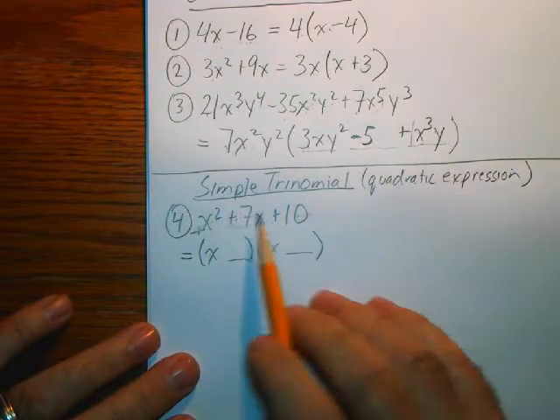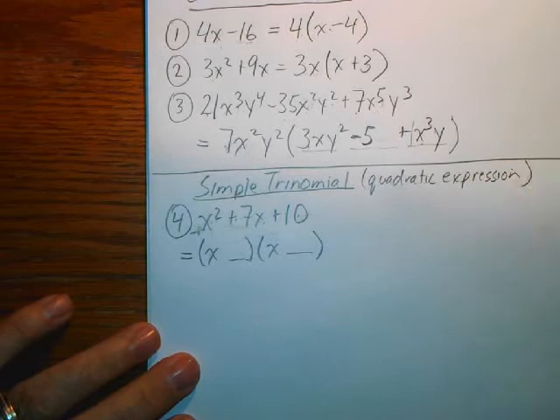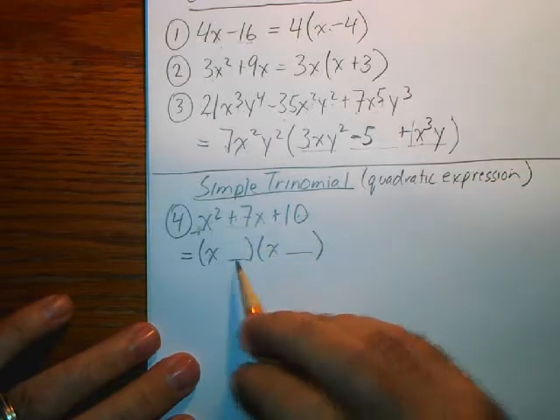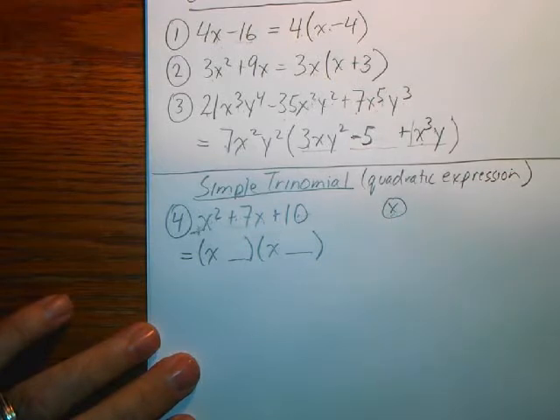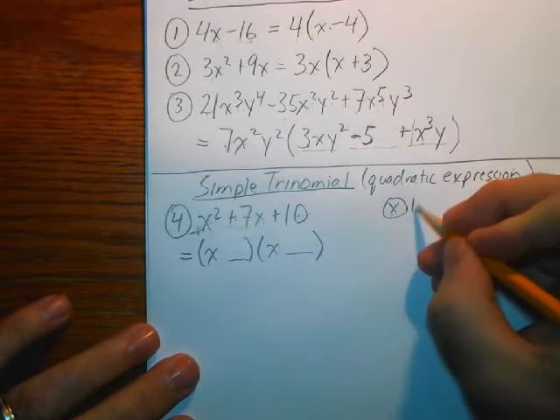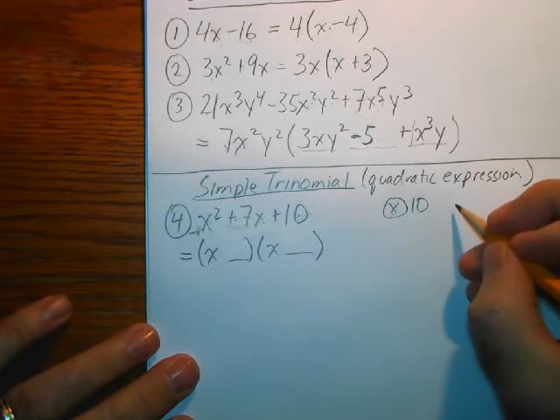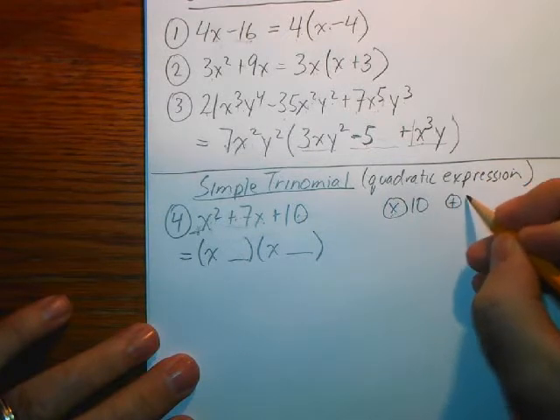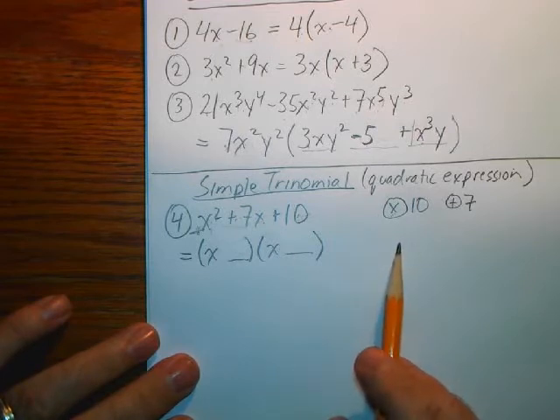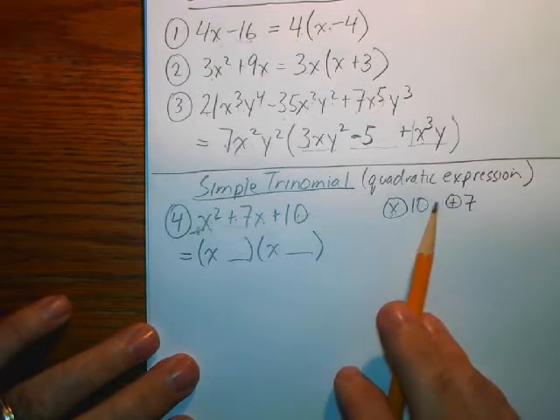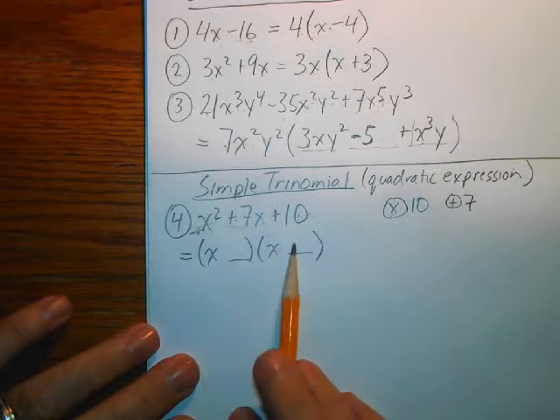Now, basically what I would do when I'm starting off is say, okay, the two numbers I'm looking for, they multiply. So I do my multiply sign with a circle around it, multiplies to 10, and they add to 7. Okay, so if you can think of those two numbers without doing anything else, then you would just take the two numbers and put them here.